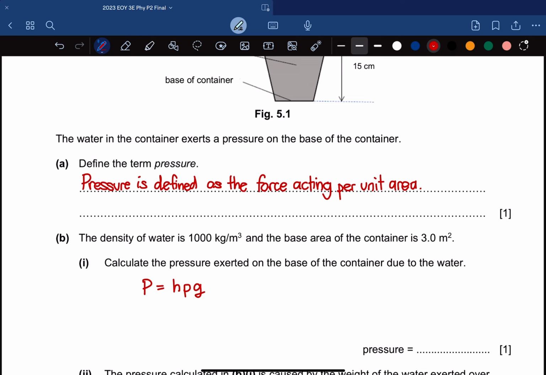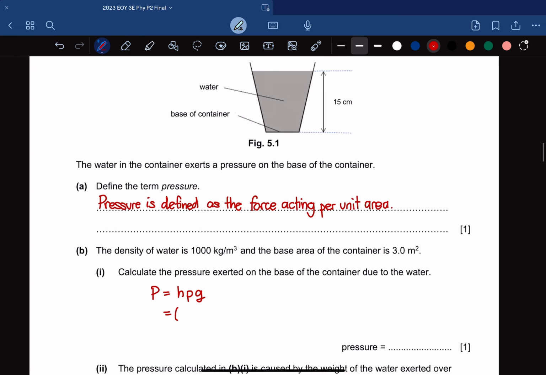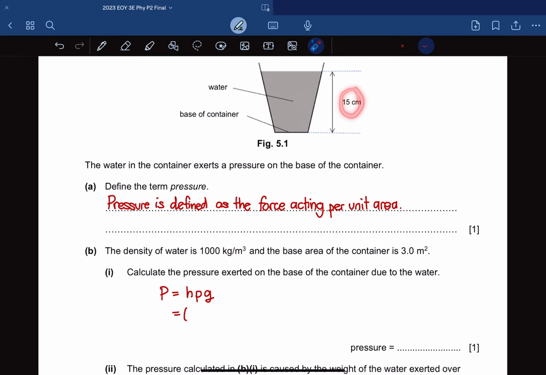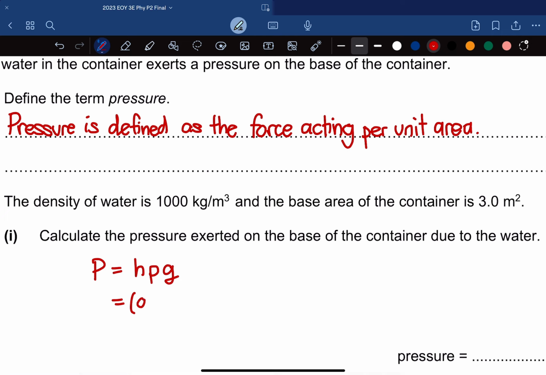So from here I can substitute in values. The height of the water is given in cm, but when I use this formula I need to convert this to the SI unit of height, which is meter. So this will be 0.15. The density of water given is 1000 kilogram per meter cube, and the gravitational field strength we know is a constant of 10. So the pressure exerted on the base of the container due to the water would be this value. If you calculate this out correctly, you should get 1500 Pascal.